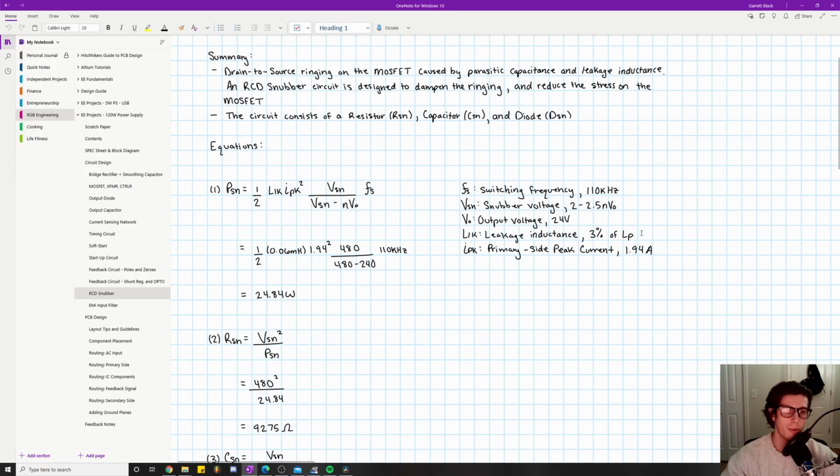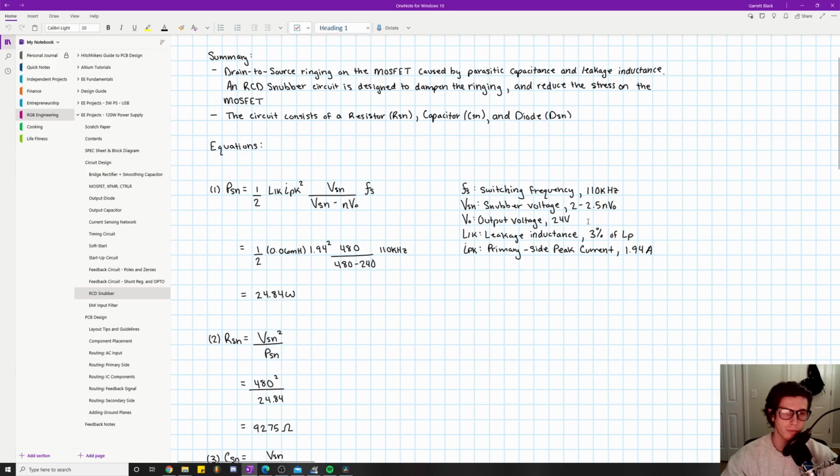And we already know our primary inductance to be 2 millihenries. We calculated that way back in the transformer video. So we know the LP is 2 millihenries. So 3% of that is 0.06 millihenries, right? So that's where we got that value from. We already calculated the primary side peak current to be 1.94 amps. We did that also in the MOSFET transformer controller video. So we already know that value to be 1.94 amps.